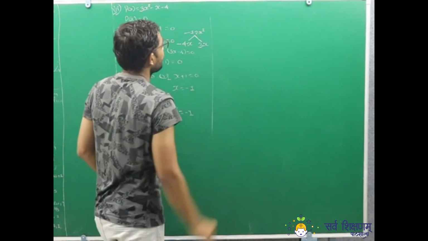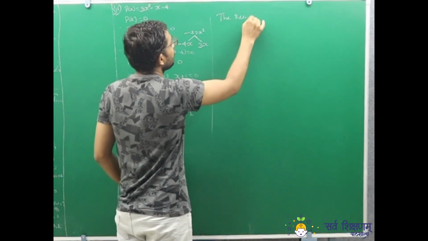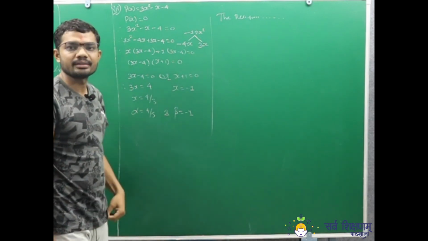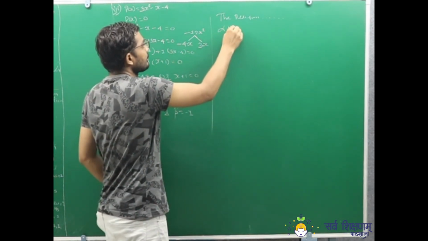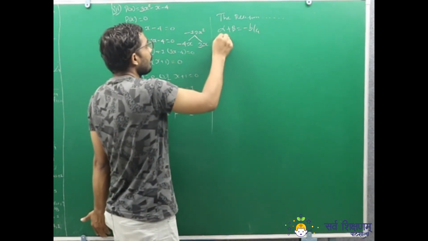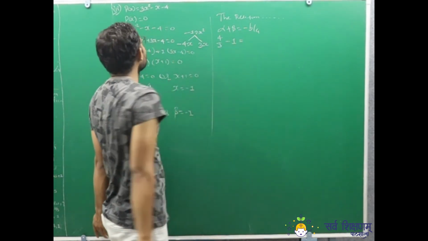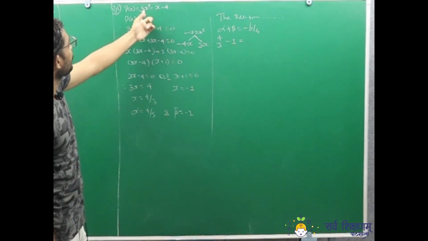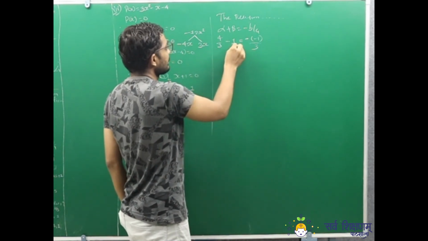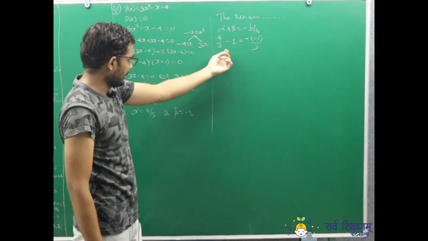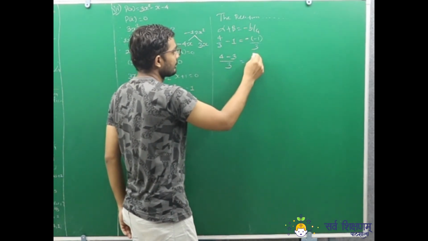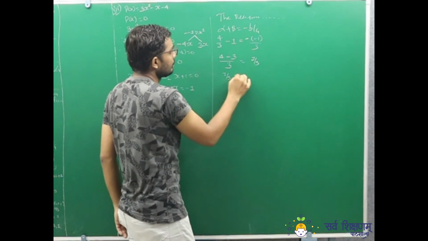The relation between coefficient and zeros of the polynomial, alpha plus beta is equal to minus b by a. The value of alpha is 4 by 3 and beta is equal to minus 1. 4 by 3 minus 1 is equal to minus b by a. The value of minus b is plus 1 divided by a is 3. 3 ones are 3. LCM of the left hand side is 3. Therefore, 4 minus 3 divided by 3 is equal to minus minus plus 1 by 3. Therefore 1 by 3 is equal to 1 by 3.